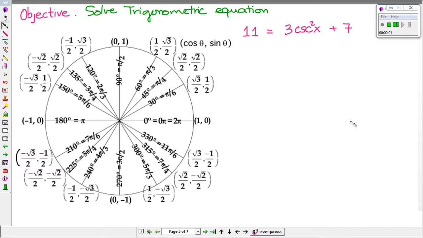Hello, my pre-calculus student. In this video, we are going to learn to solve trigonometric equations. Let's begin with this equation.